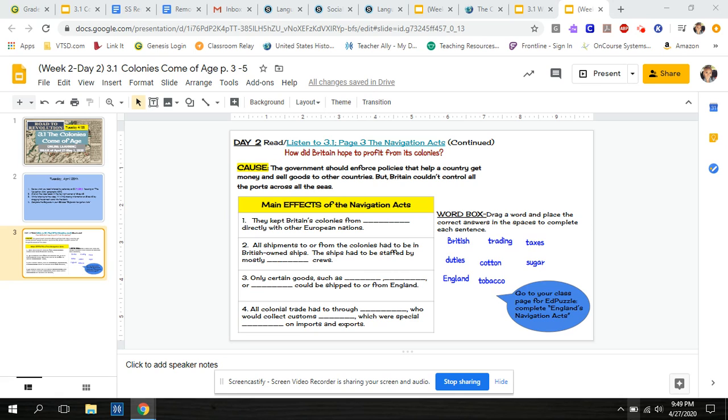So our options are British, duties, England, cotton, tobacco, taxes, and sugar. My guess would be that if the shipments had to be from British-owned ships, then they definitely had to be staffed mostly by British crews. Great Britain wanted everything done through the British. So they wanted the shipments from the colonies to be in British-owned ships, and they also wanted the people manning those ships to be British.